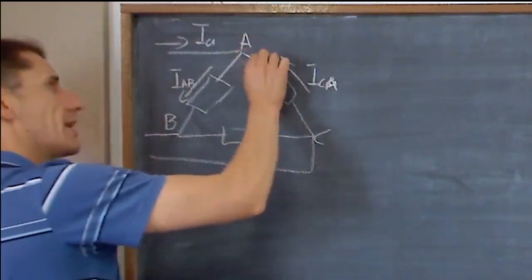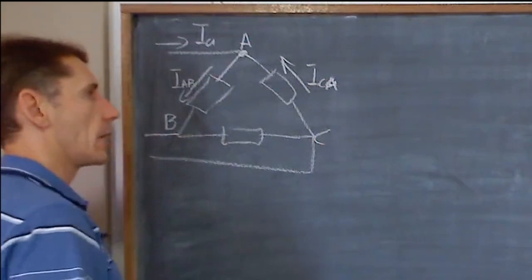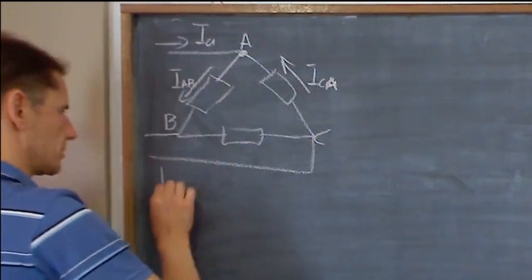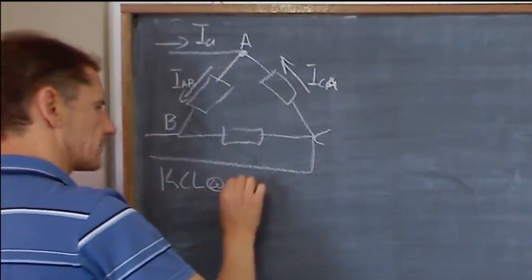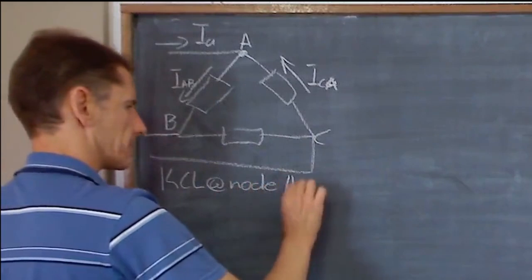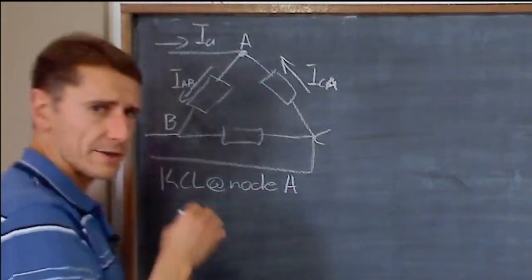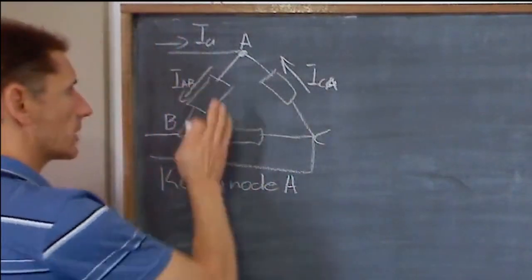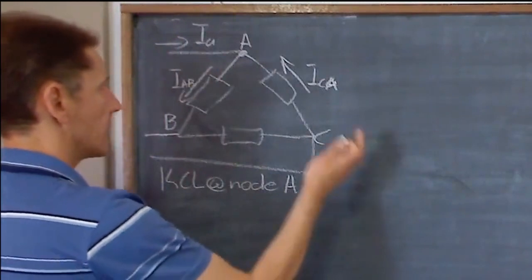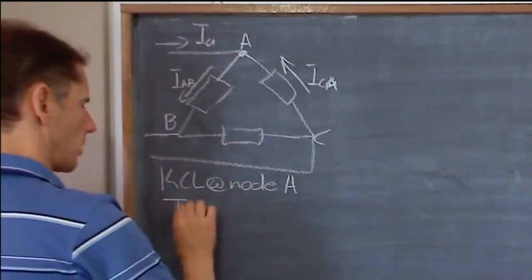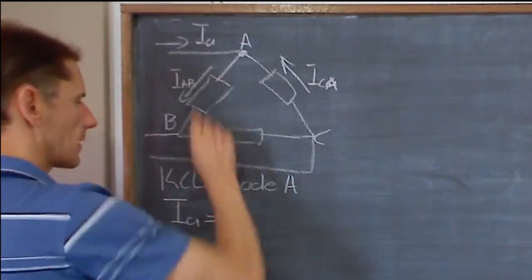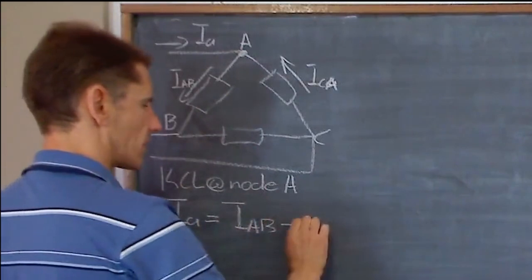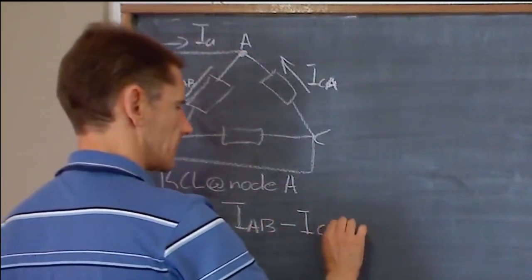And we're going to do a KCL at node A. I'm going to need space to write this, so let's do it here. KCL at node A. All the currents that come in need to equal all the currents that are going out. But I want the delta currents on one side and my line current on the other. So I'm going to write IA is coming in, IAB is going out. Now ICA is coming in, so I have to write it as minus ICA.